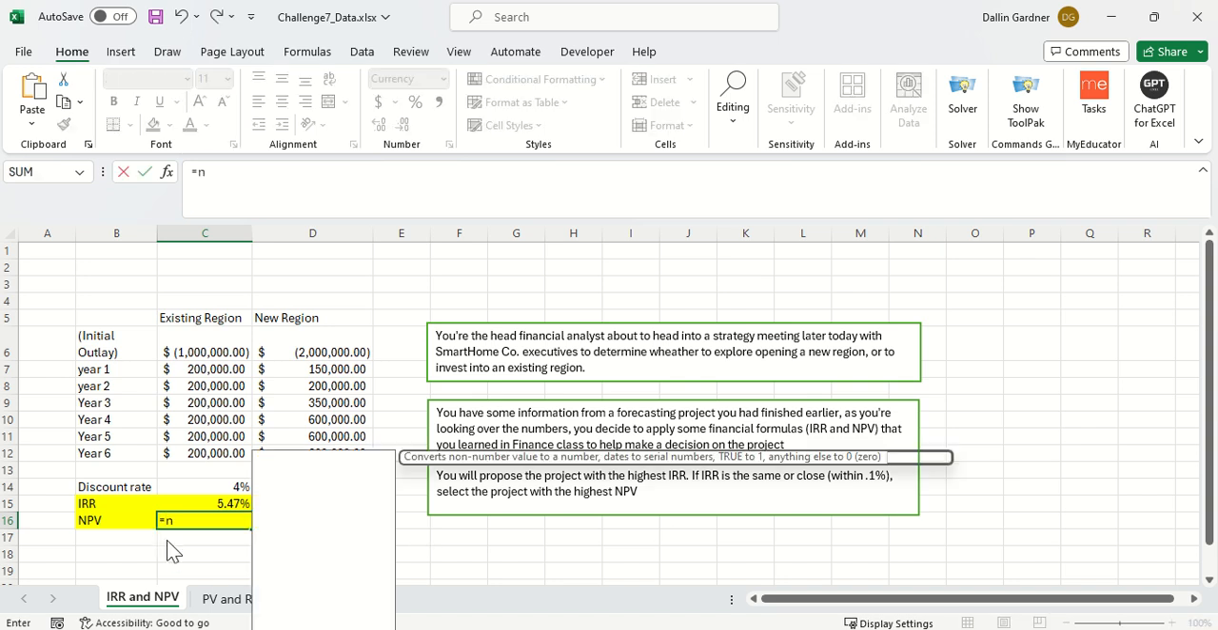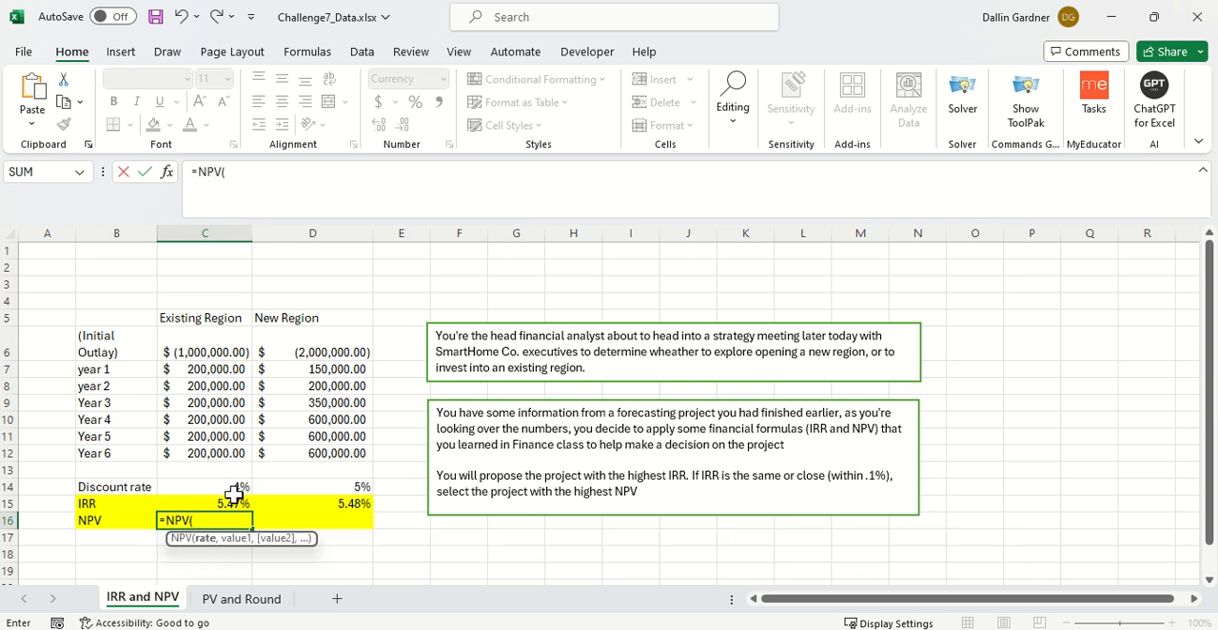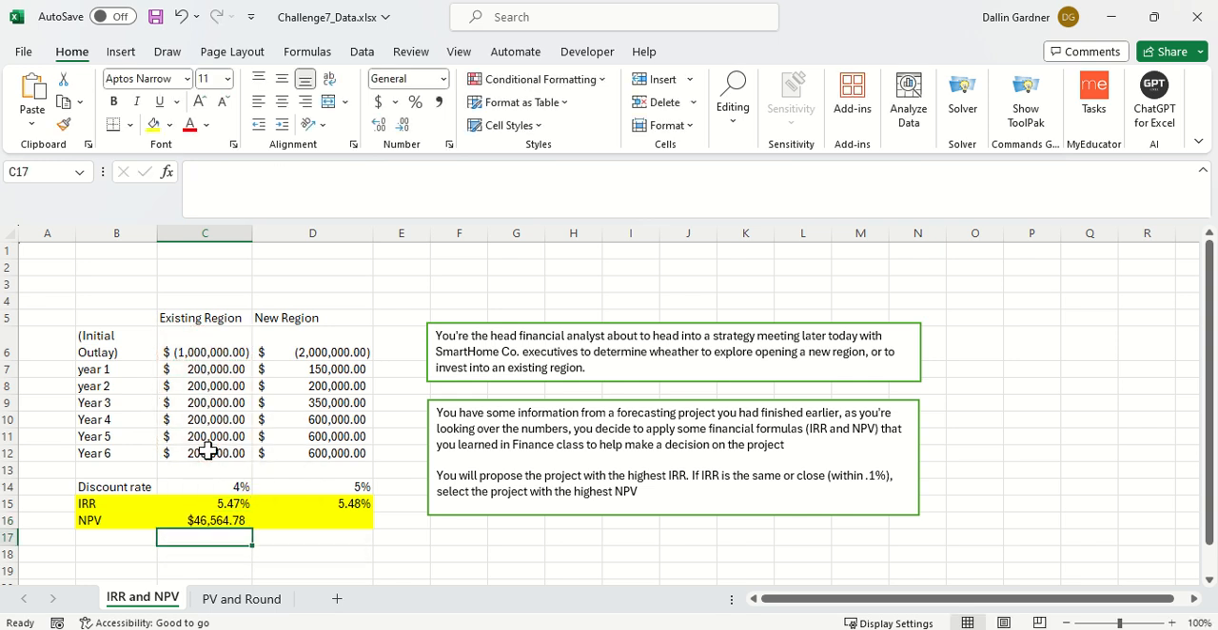Net present value is a little bit different. We need to use the discount rate, and then we'll put the values in, and that'll give us the net present value. And we're going to copy this over.